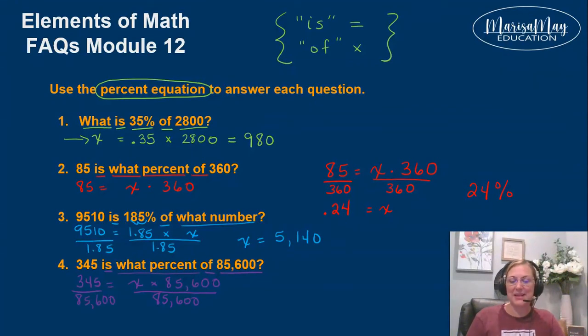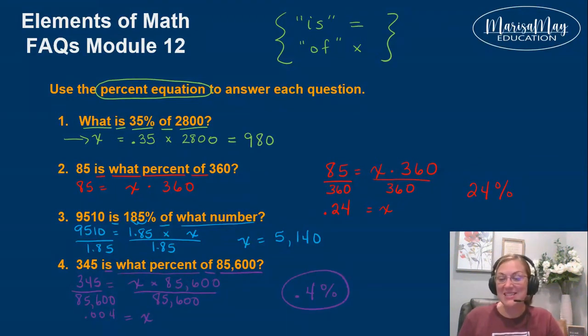And I'm going back to my calculator then. And I get 0.004. Now, that's not a percent, right? So we move it 2 decimal places to the right, and I get 0.4%. Very tiny, but that is my percent there.